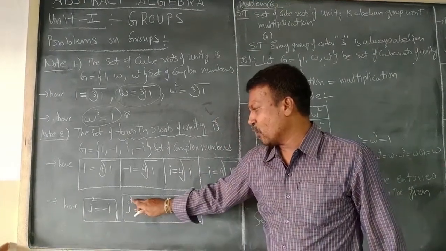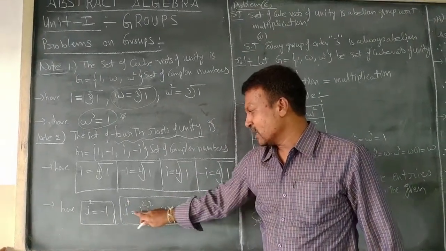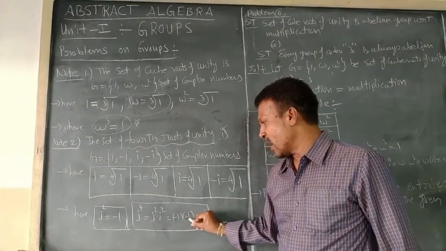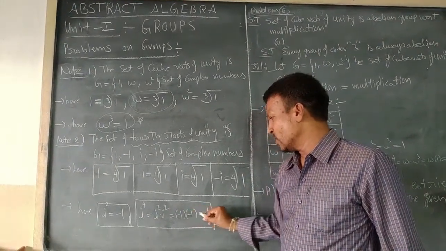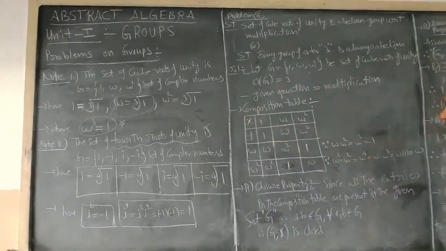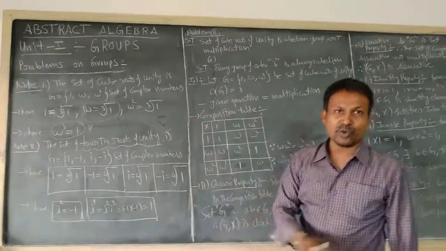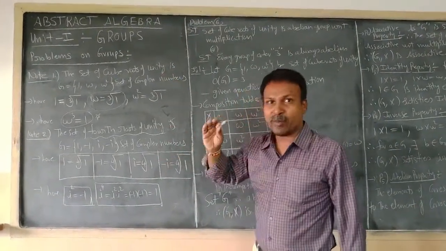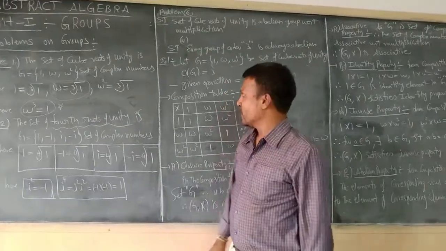If I take i power 4, I write it as i square into i square, where i square is minus 1, and minus 1 into minus 1 gives 1. Therefore, while solving these two problems relating to cube root of unity and fourth root of unity, we have to keep these two points in mind thoroughly, right?